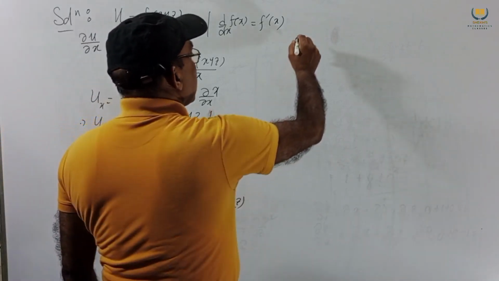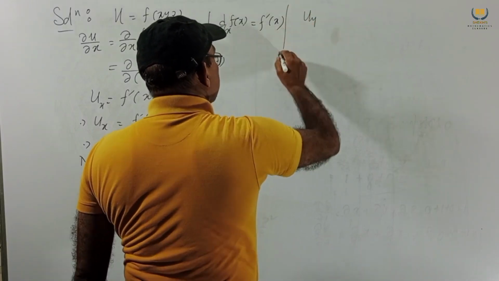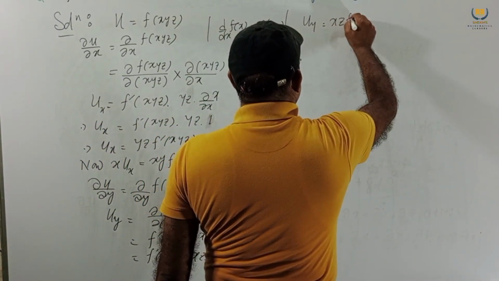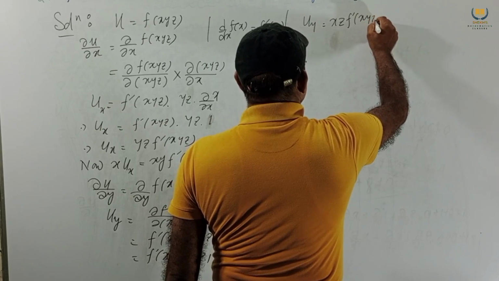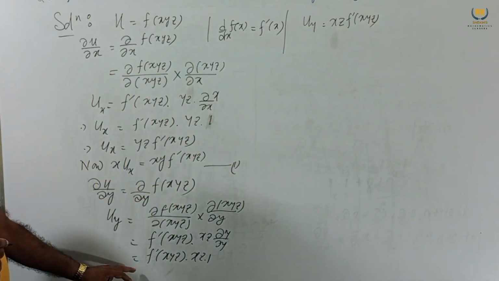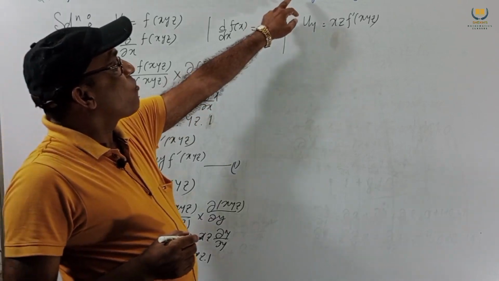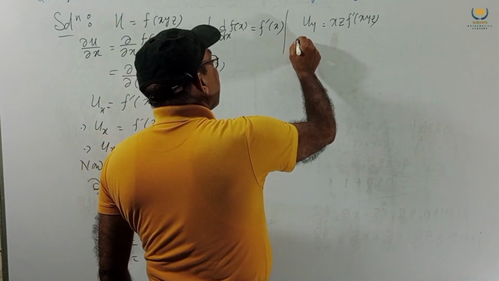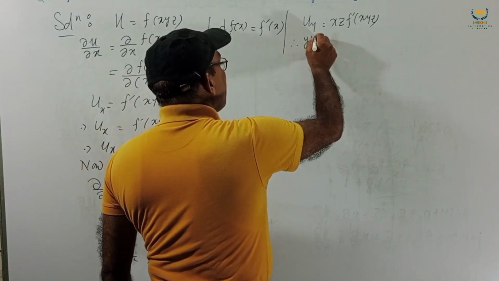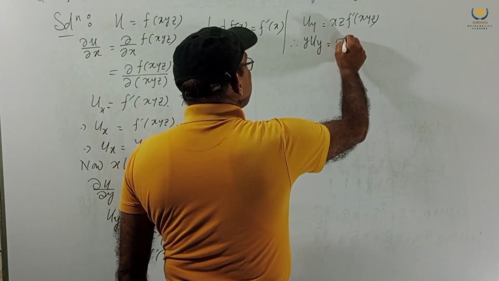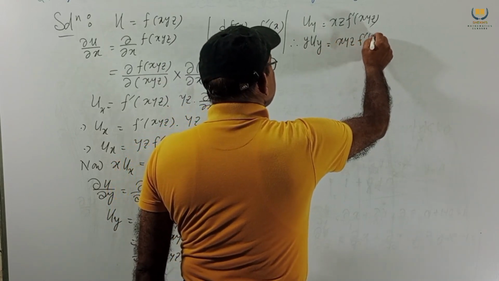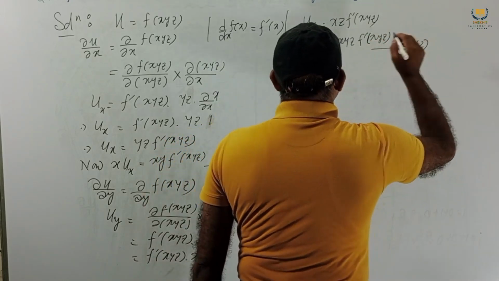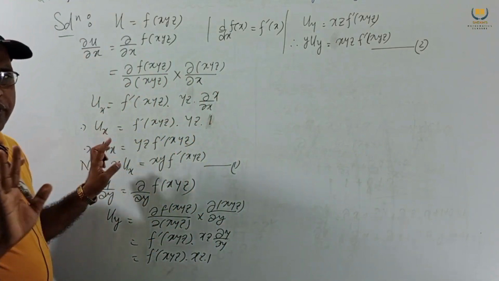So what we get, uy equal to xz f dash xyz. After calculation we get this. But here y uy is given, so we multiply both sides by y. Therefore, y uy equal to xyz f dash xyz. We get this. This is number 2 we consider. 1 and 2 we get.